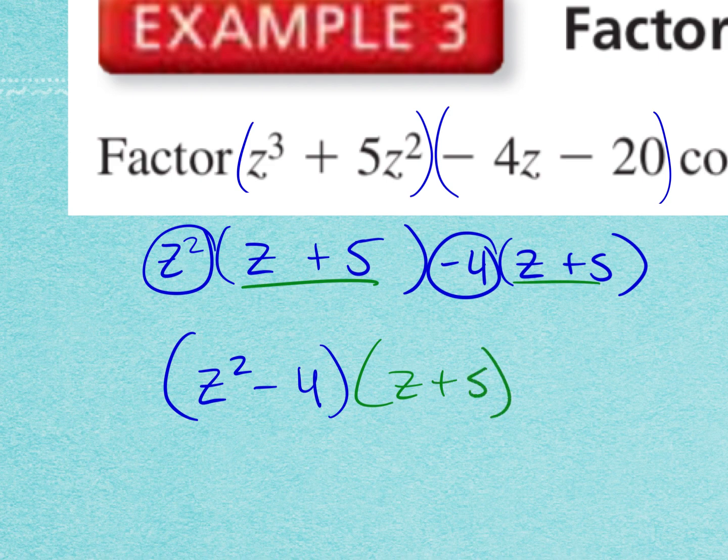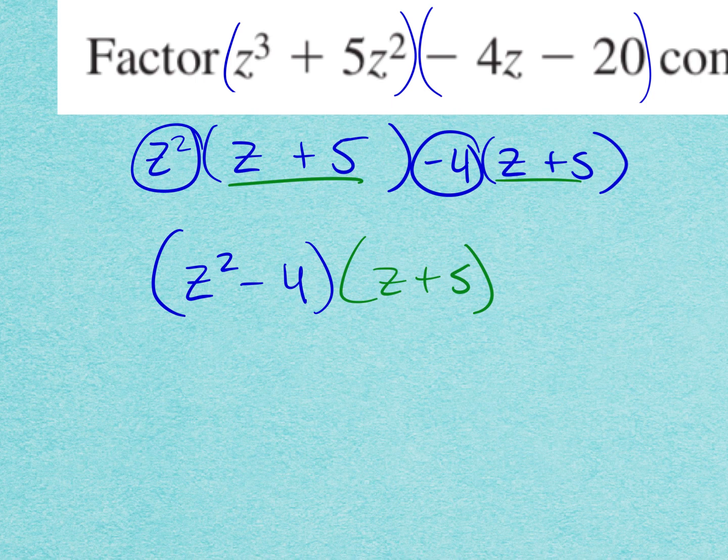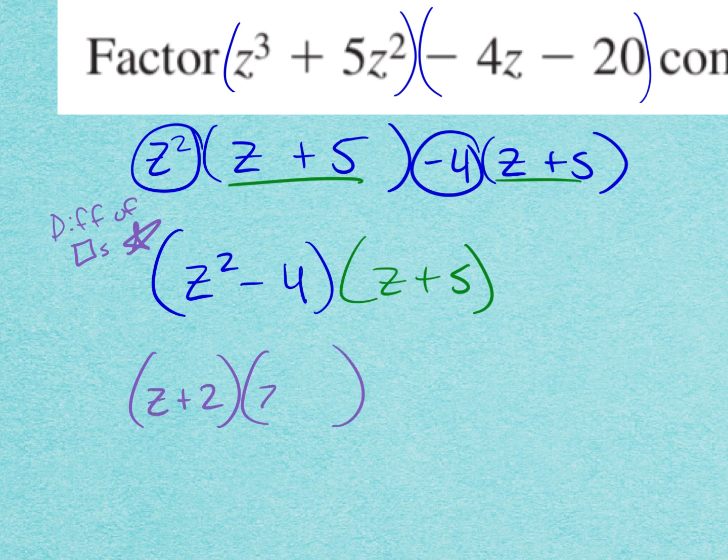What's one way that I could check to see if I did this right? You could always FOIL it back out. Now, can this be factored anymore? Yeah. How? The difference of squares. Z squared minus 4 is the difference of squares. So what would z squared minus 4 factor into? Z plus 2 and z minus 2. So we have z plus 2, z minus 2, and z plus 5. Perfect.